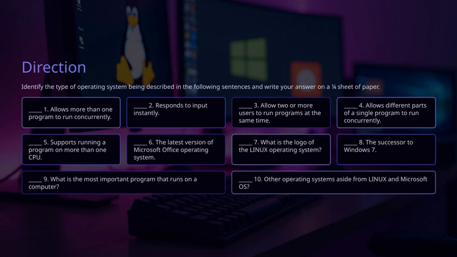So, by connecting these descriptions to the key concepts of operating systems, whether it's multitasking, multiprocessing, real-time capabilities, or specific platforms, we see how diverse and vital these systems are in enabling our computers to function smoothly. This understanding helps us appreciate the different types of operating systems and their roles in our daily tech experiences.